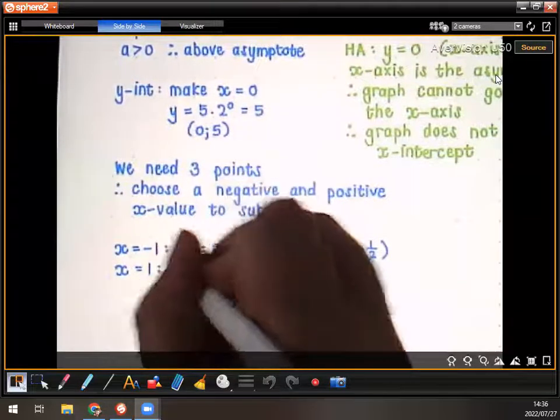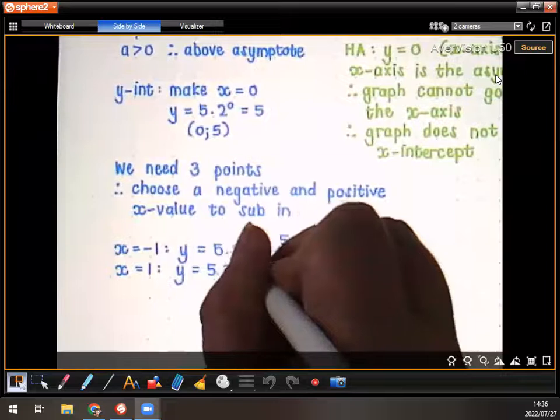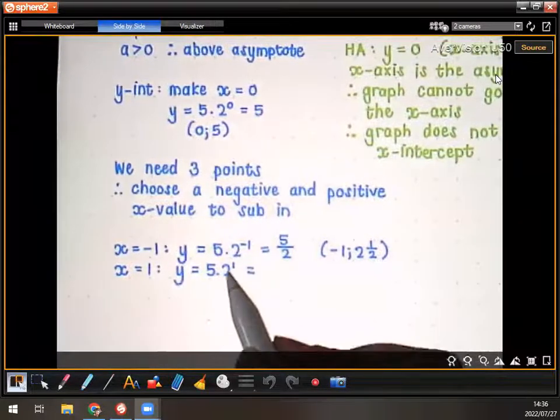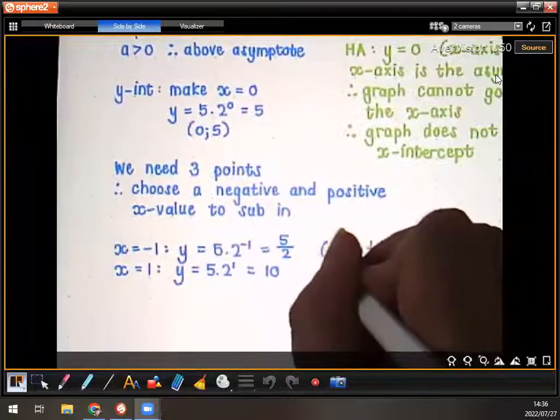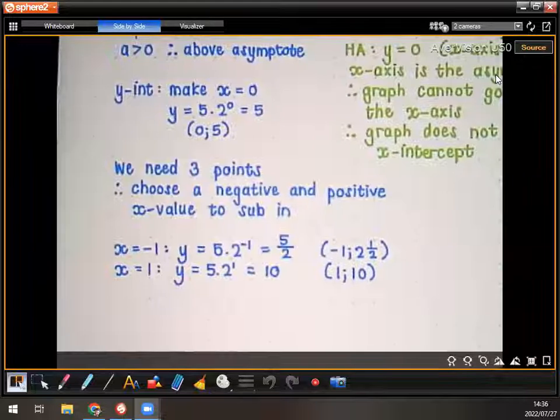So we do the same thing, we sub that value into the equation. So 5 times 2 to the x becomes 5 times 2 to the 1, which is 10, right? So our next point is the point (1, 10). Now we have 3 points. I would like you guys to quickly plot those 3 points.